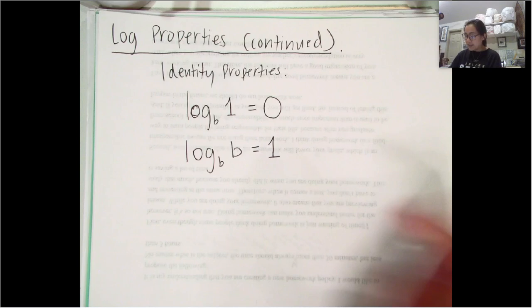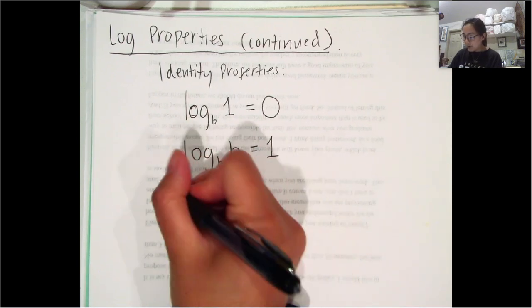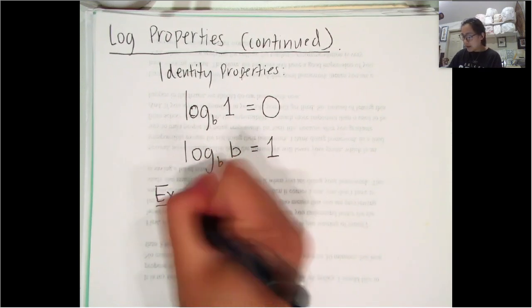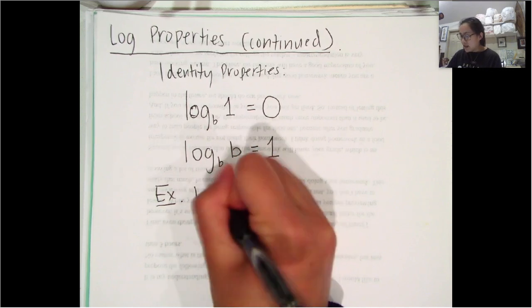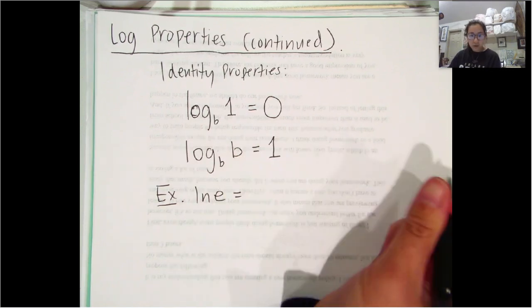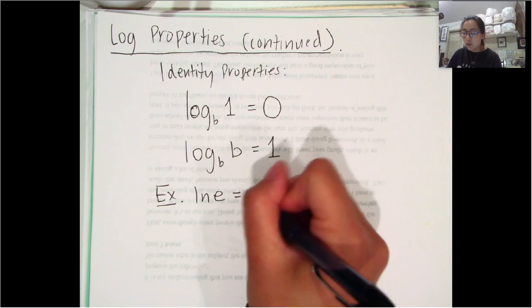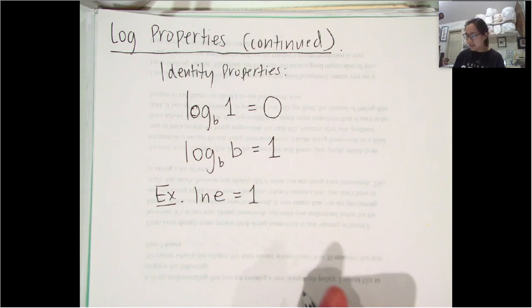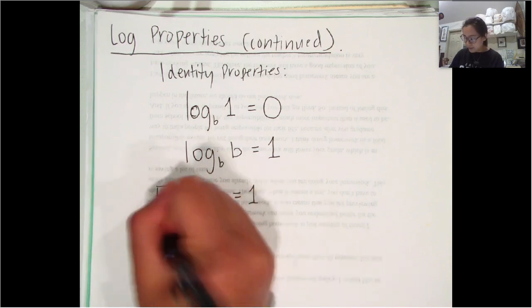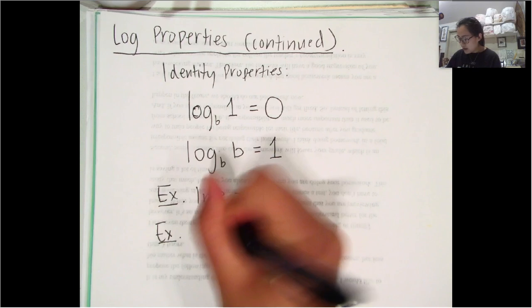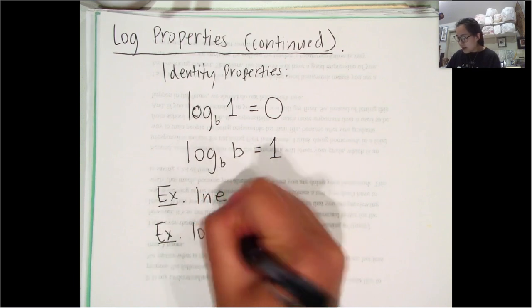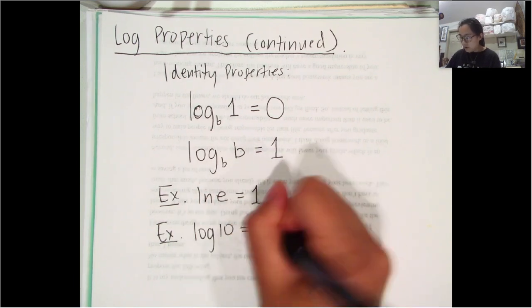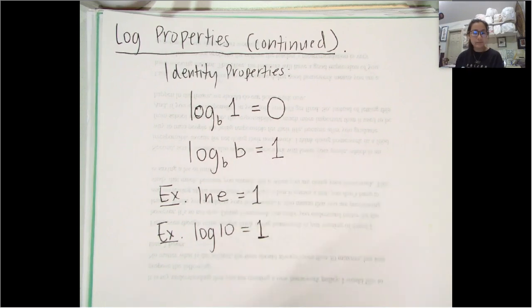Okay, so an example of this is ln of e is going to equal 1 because ln is log base e. Okay, similarly, log of 10 will also equal 1.